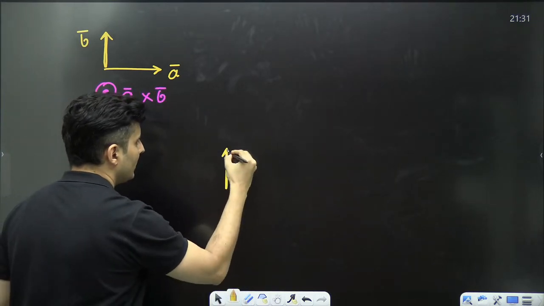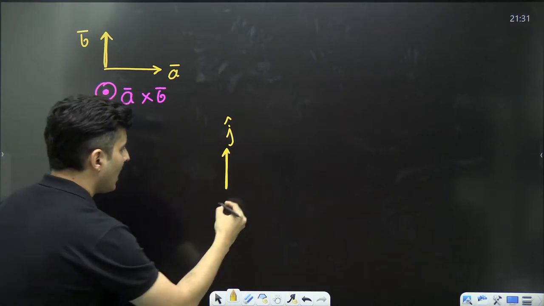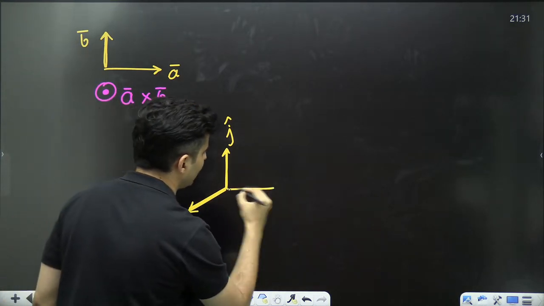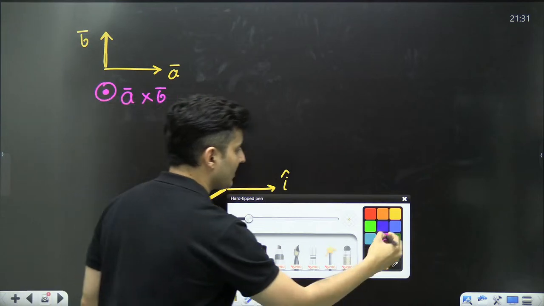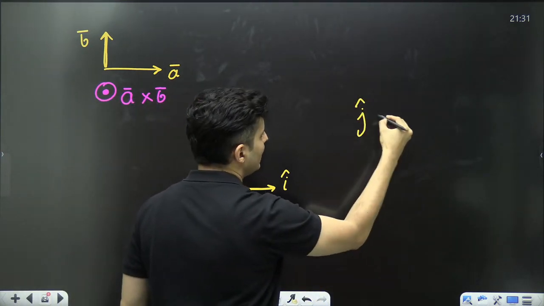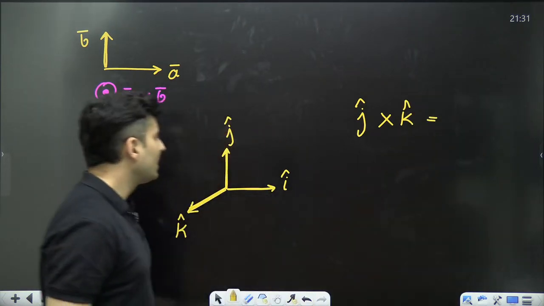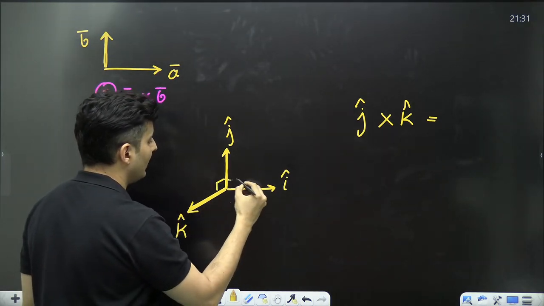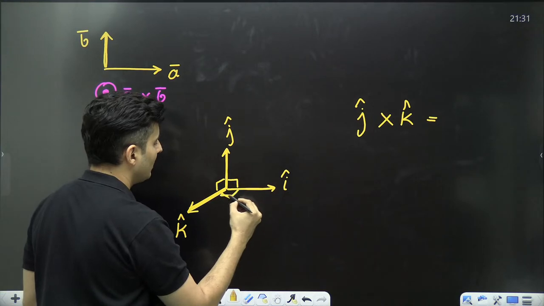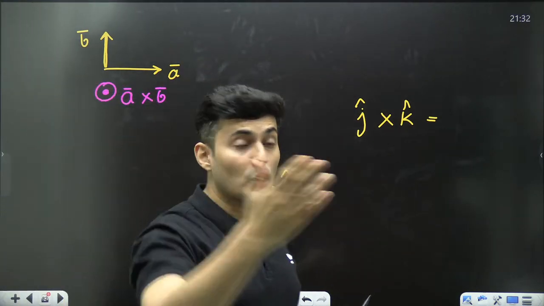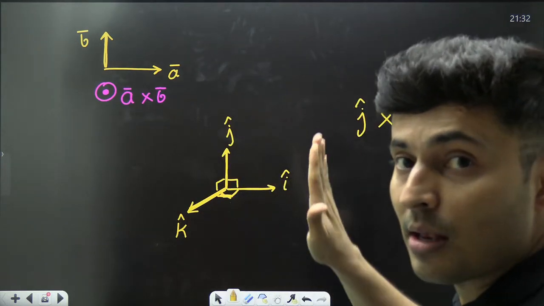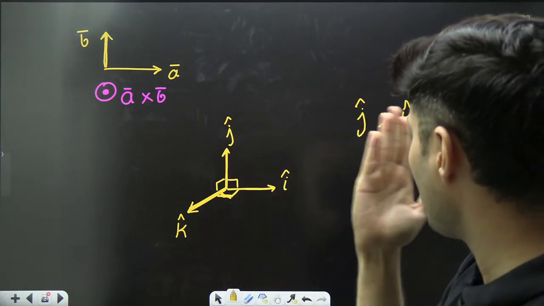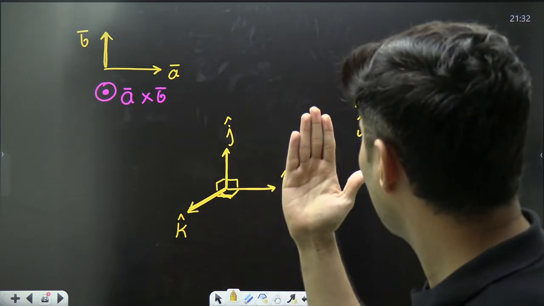If I do this, this is J cap, and this is K cap, and this is I cap. Guys, can you think clearly and tell me what J cap cross K cap will be? Quickly. J cross K. Visualize this in 3D. They are all mutually perpendicular. J is up. K is towards you. So hold your four fingers like this, facing your face.